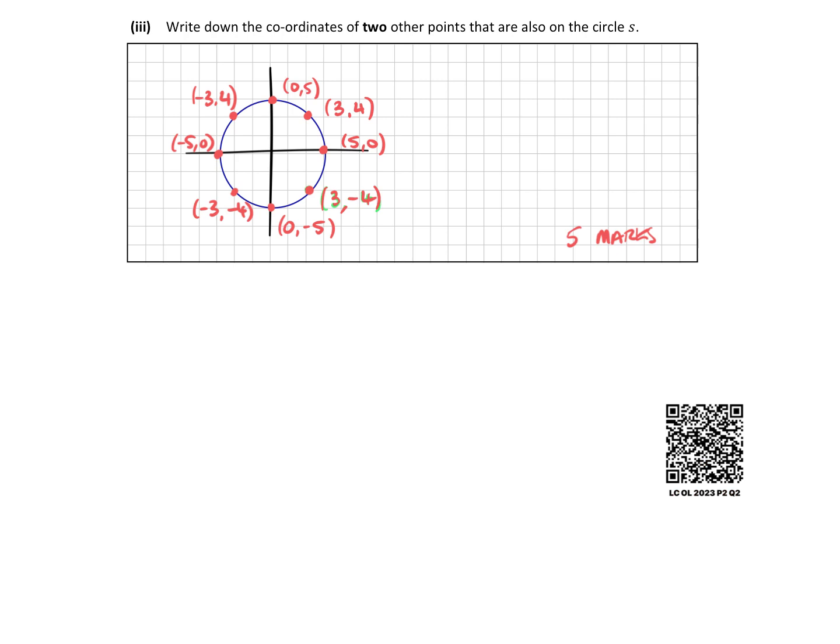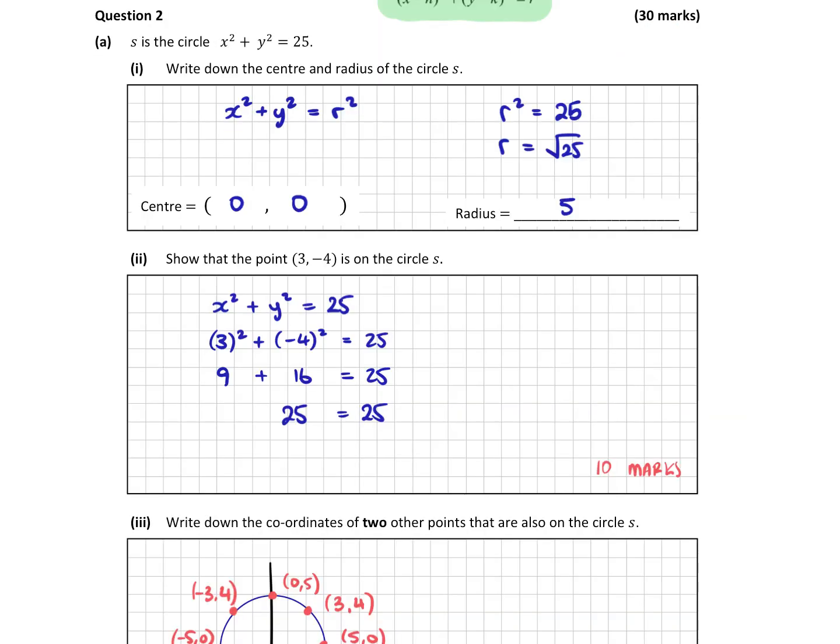So that brings us on to part 3. Now it's saying write the coordinates of 2 other points that are also on the circle S. We've just proved that the point 3, negative 4 is on the circle, because when we subbed in the values 3 and negative 4 and put them into the equation, we got an answer of 25, and we got 25 equals 25.